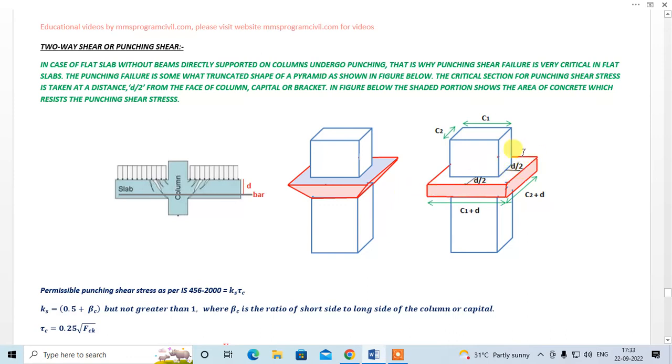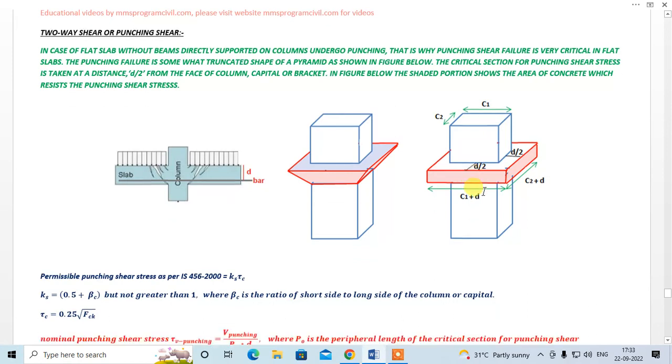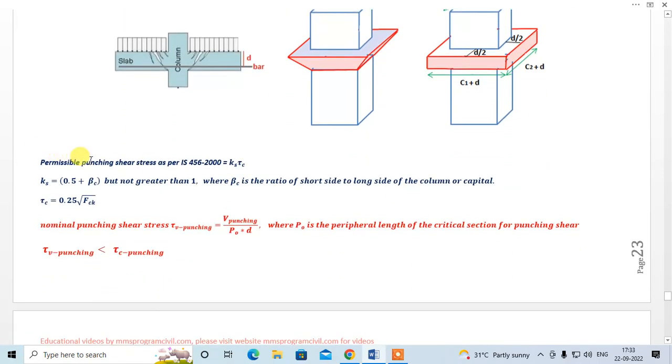So this shaded portion will resist the punching shear stress. This is the permissible punching shear stress as per IS 456:2000, that is Ks into tau c. Ks is 0.5 plus beta c, where beta c is not greater than 1. Beta c is the ratio of the shorter side to the longer side of the column or capital. Tau c is 0.25 into under root fck.